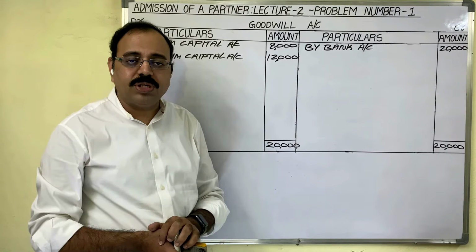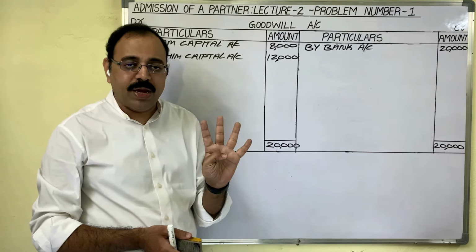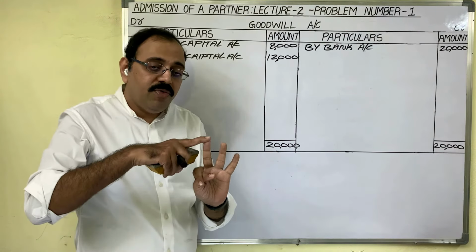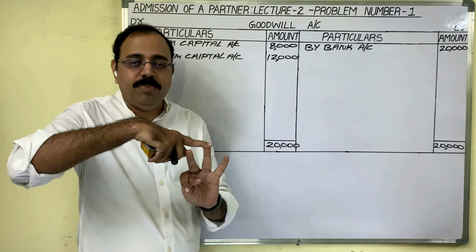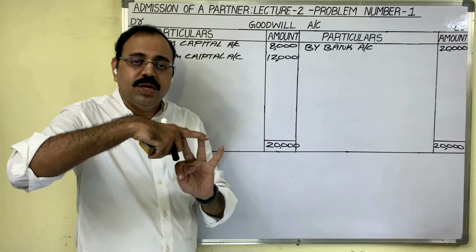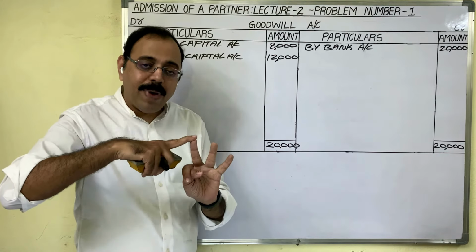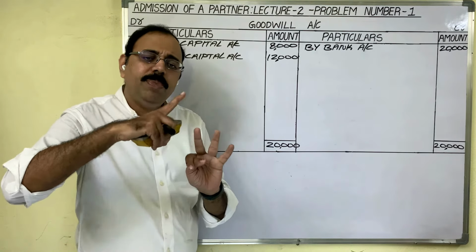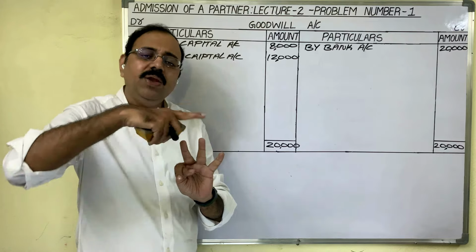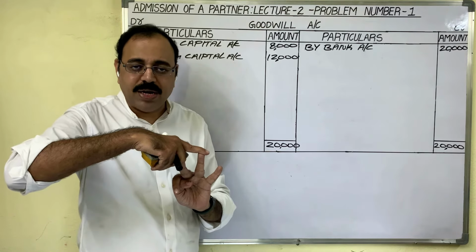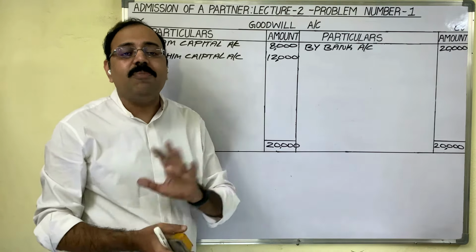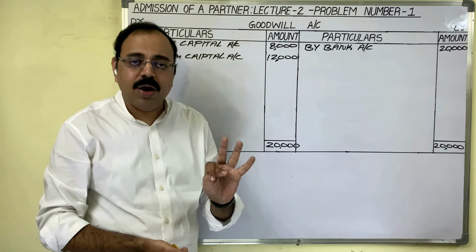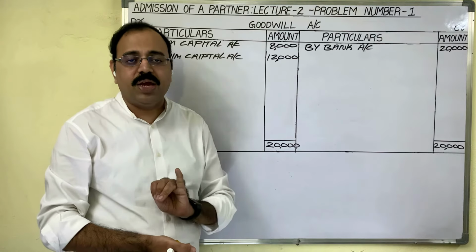You may get one doubt. First, we prepare the revaluation account. After that, we prepare the capital accounts. Then, we have to prepare the goodwill account or the bank account, your wish. In the present problem, I prepared the bank account first, then I prepared the goodwill account. You can prepare the goodwill account first, then the bank account. It doesn't matter. So, the ledger is completed. We prepared the revaluation account, capital accounts, bank account, and goodwill account.